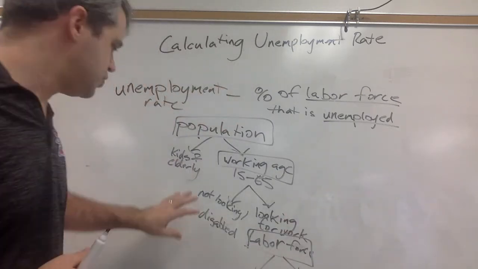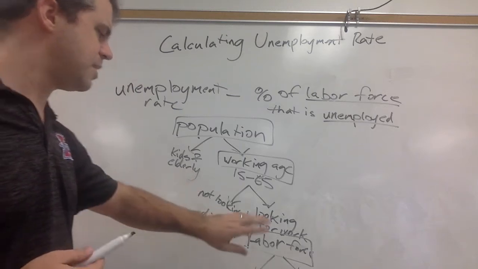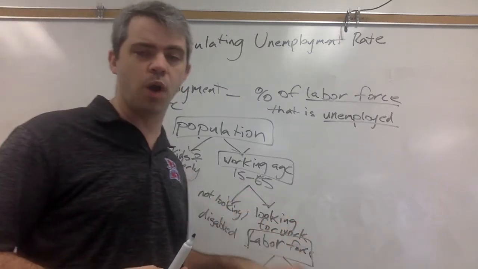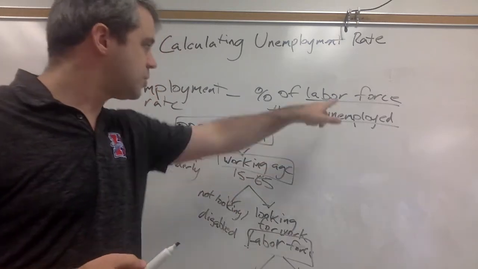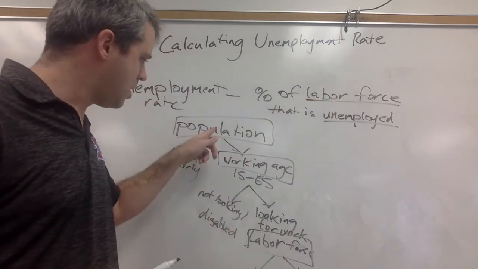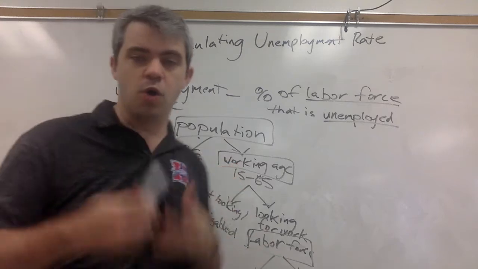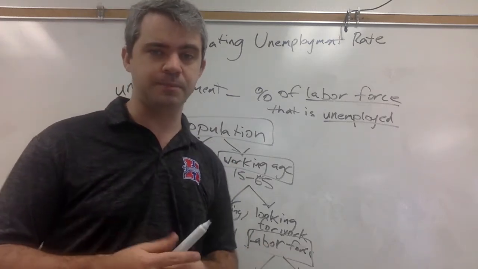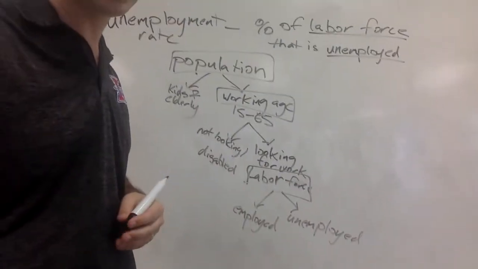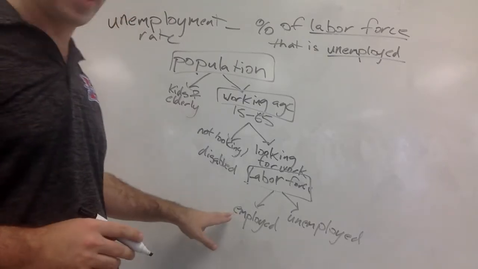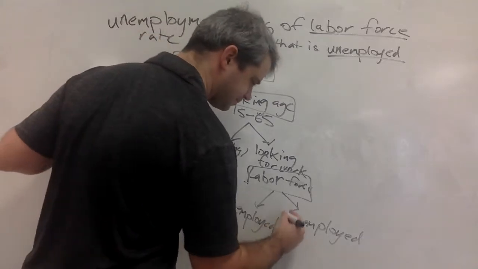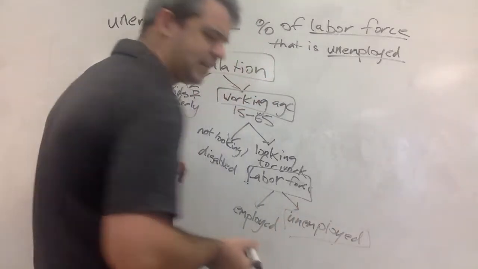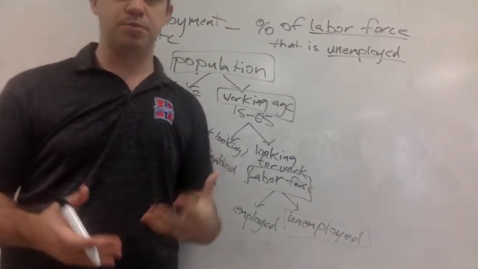So we've got our not looking, we've got our disabled, but the people who are looking to work are called our labor force. So when I talk about the labor force, those are working age people who are looking to work. Now within those who are looking to work, we have the people who actually found it, the employed. And then finally we get to the unemployed.